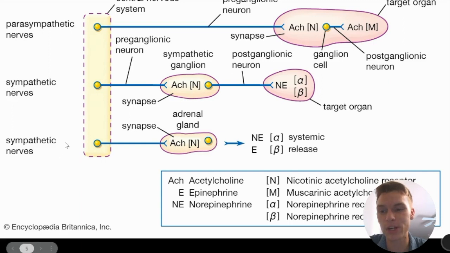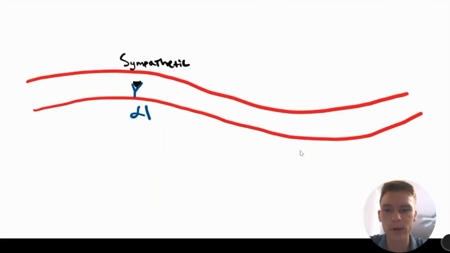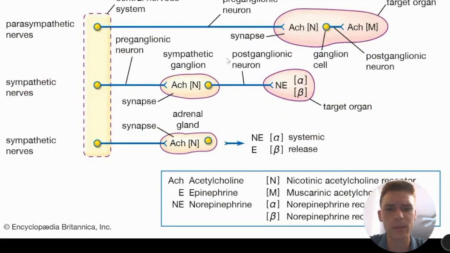But sympathetic nerves, we've got two different types. We've got one that goes to target organs and one that is a systemic release. A systemic release all means it's going to release that neurotransmitter into the blood. And if you remember from earlier, we have this arteriole here, this blood vessel. So this is probably the situation that we're talking about. But either way, sympathetic nerves don't release acetylcholine or any other neurotransmitter. They only release norepinephrine and epinephrine. That's what this NE and E stands for.